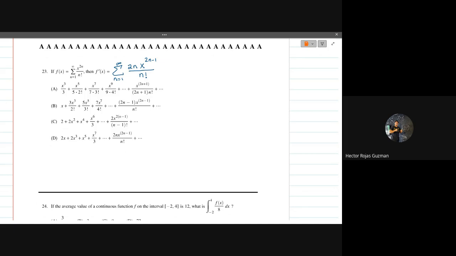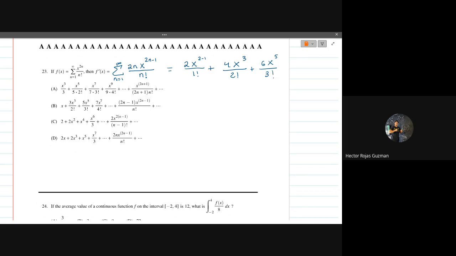So now we're going to start generating the series values, right? Plug in your 1. 2 times x to the power of 2 minus 1 divided by 1 factorial plus, okay, now plug in the 2. 4x to the power of 4 minus 1, so that's 3, over 2 factorial. Plug in your 3. That's going to be 6x to the power of 6 minus 1 divided by 3 factorial.